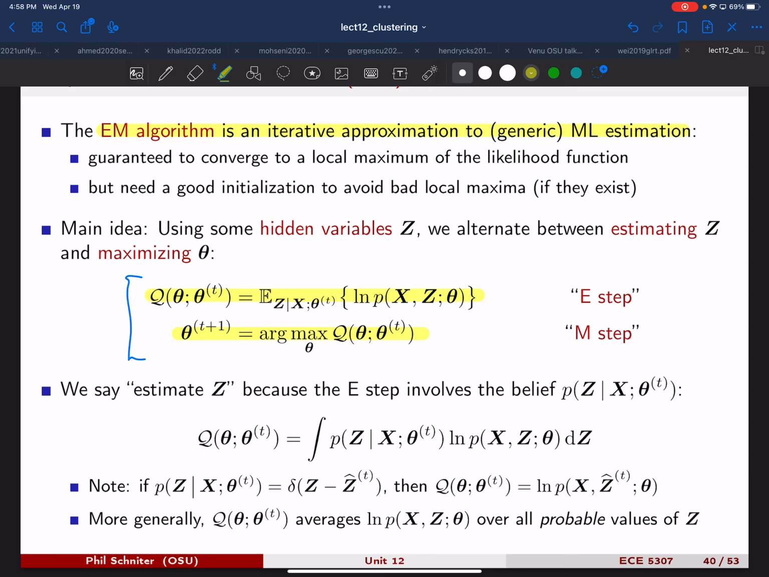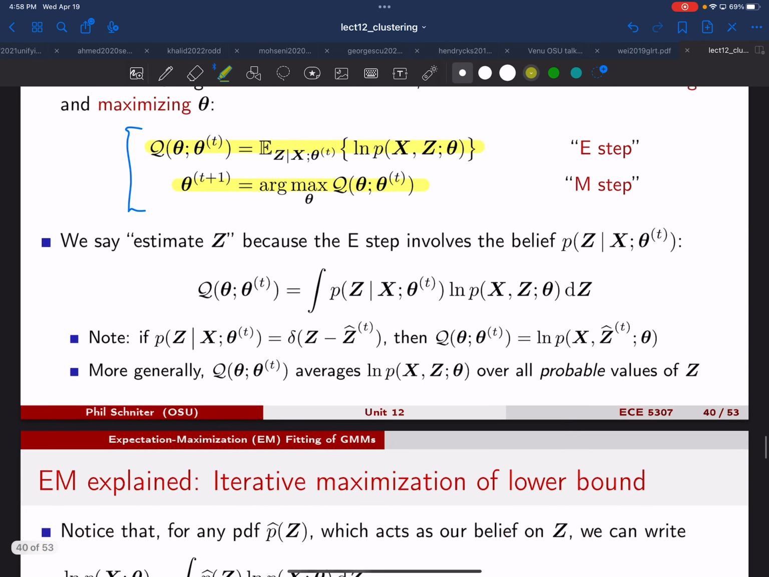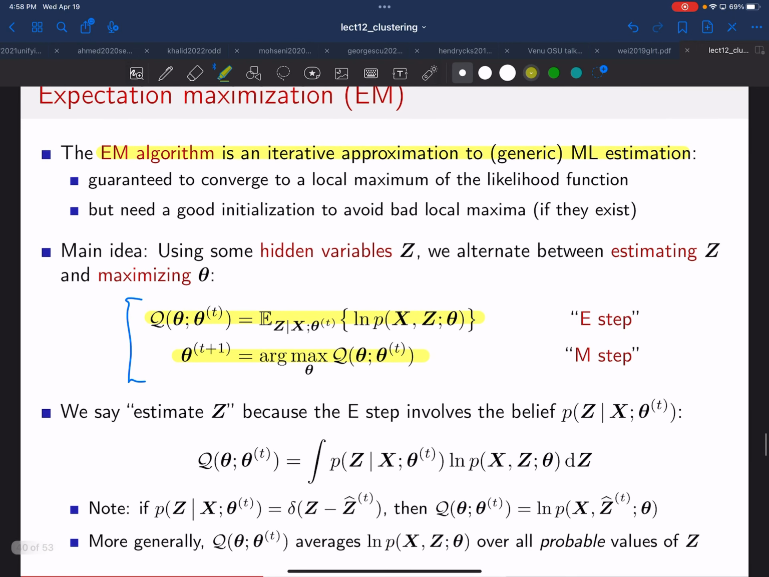Okay. There's some other ways we can understand this, which I think are very powerful, but are there any questions so far on this? Okay.